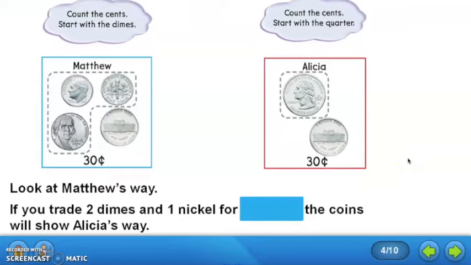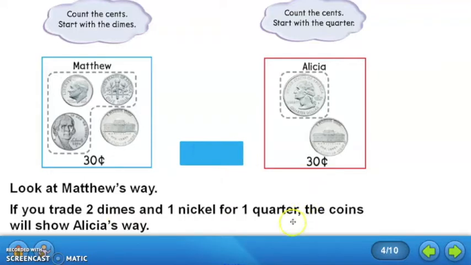Now it says, look at Matthew's way. If you trade 2 dimes and 1 nickel for blank, the coins will show Alicia's way. So in other words, what are we going to take those 2 dimes and that nickel and trade them in for? The one thing that both Matthew and Alicia have in common is that they both use 1 nickel. So Matthew's going to trade his 2 dimes and 1 nickel for 1 quarter. If you trade 2 dimes and 1 nickel for 1 quarter, the coins will show Alicia's way.